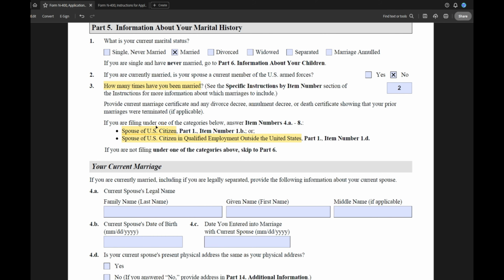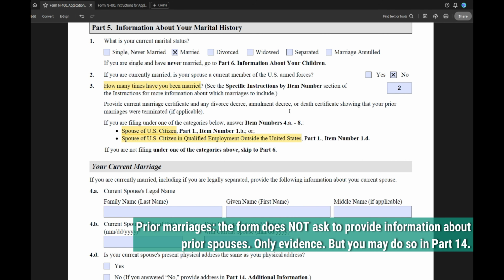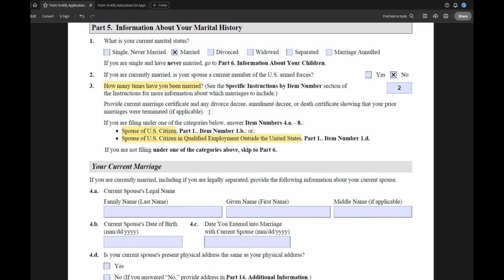Also, if you are applying based on marriage to a US citizen, the 3-year rule, or marriage to a US citizen who is employed outside the United States, and you have been married more than once, then you will need to provide all the divorce certificates, annulments, or death certificates showing that your prior marriages were terminated, and you will have to do the same for your current US citizen spouse. But if you are applying based on the 5-year rule, general provision, or if you are applying based on VAWA, then in that case, you do not have to provide that evidence.